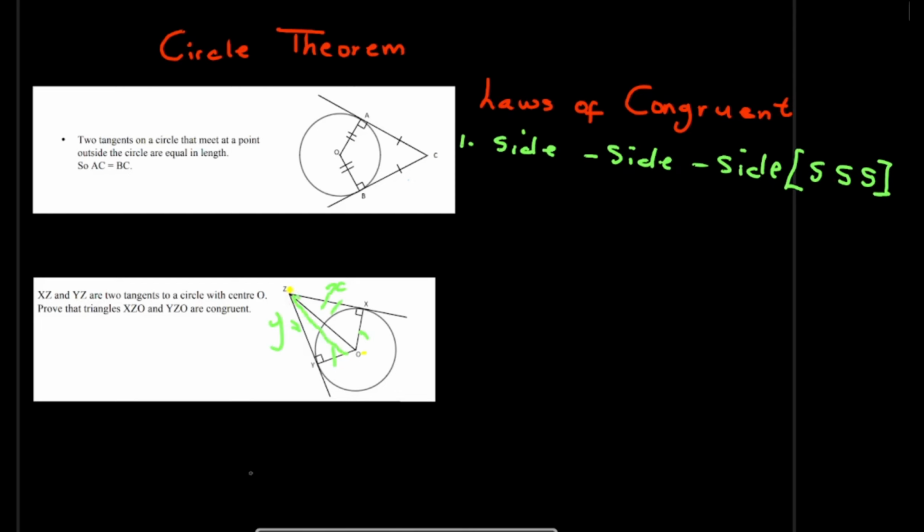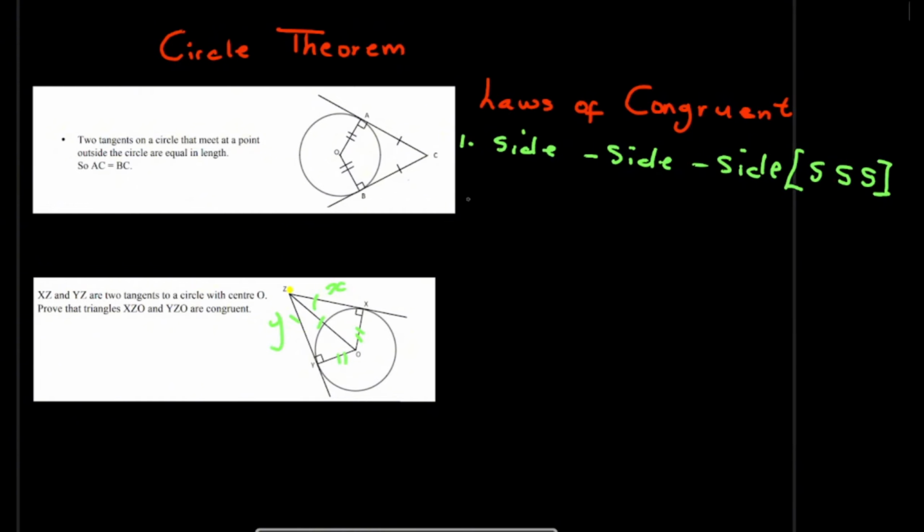So we can see that they are congruent because this line and this line are equal. This and this are equal. And these are equal for both sides. So for this part now, yes, they are.